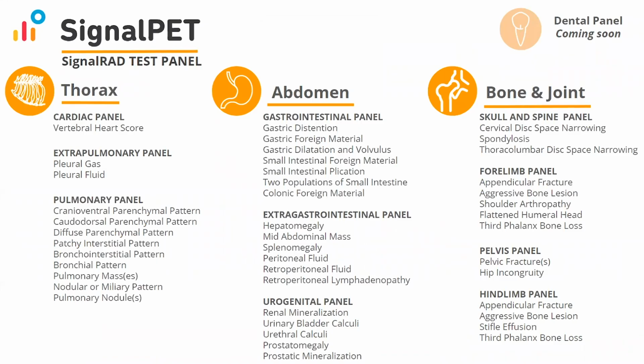This is a list of the test panels and tests that we currently offer on SignalPET, and we're adding tests on a very regular basis. And we anticipate starting our dental service in the beginning of the second quarter.